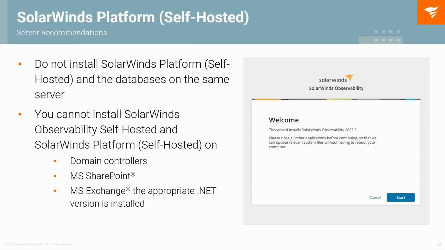It won't end well. And you cannot install SolarWinds Platform Self-Hosted on a domain controller, an MS SharePoint, or an MS Exchange server. In fact, the installer will stop upon detecting these on the installation server. And then finally, SolarWinds Platform Self-Hosted installs very well to defaults. There's no need to change them unless you have some other considerations or requirements, and you can do so.